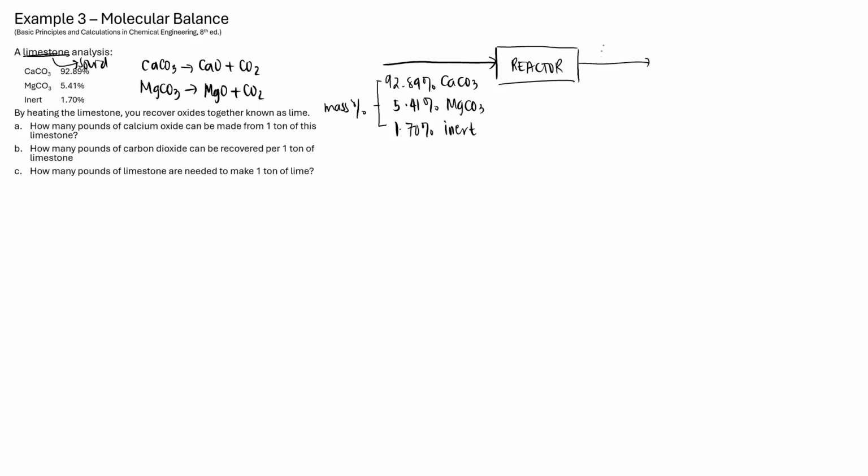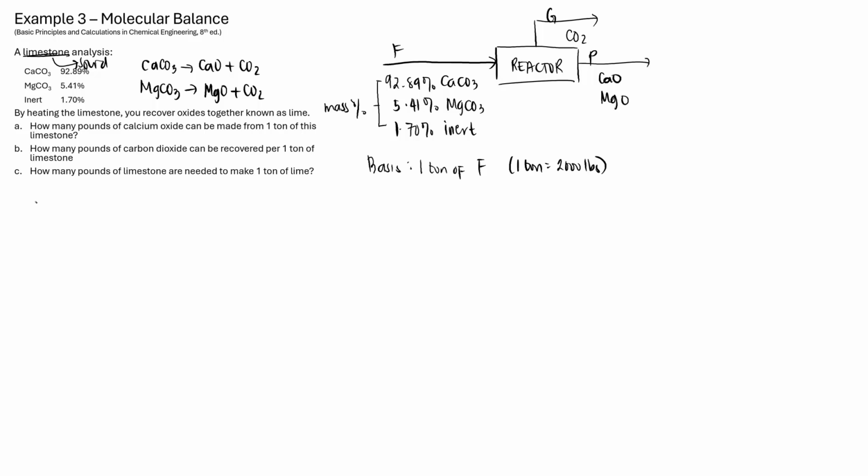What's going out is calcium oxide, magnesium oxide, and CO2 as gas. Okay, so F gas, and then the basis this time is 1 ton of F. I'm using 1 ton equals 2,000 pounds.